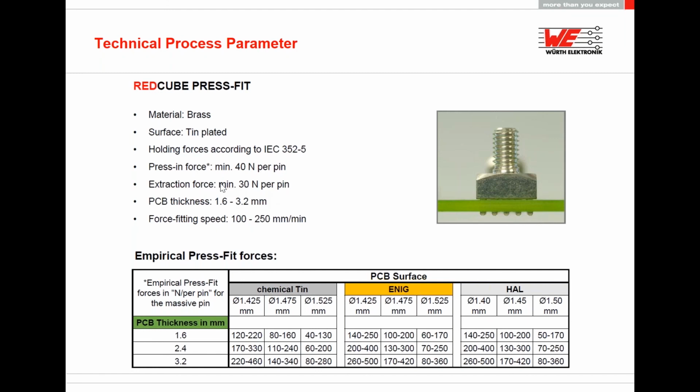The press-fit standard also specifies these values: the minimum press-in force should be at least 14 Newton. We usually have much more, about 100 Newton. And the extraction force is at least 30 Newton, but usually for our components, the extraction force is the same as the press-fit force.